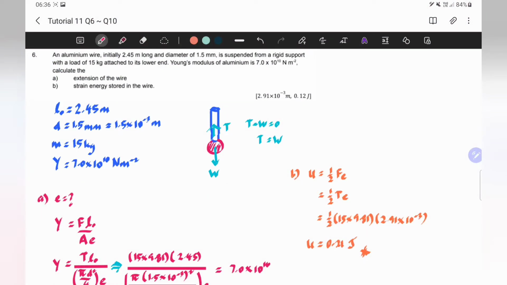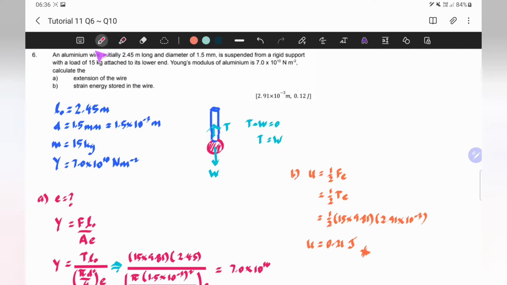Okay guys, so let's continue with question number 6. Okay, so this is the question. An aluminium wire, initially 2.45 meters long and diameter 1.5 millimeters, is suspended from a rigid support with a load of 15 kilograms attached to its lower end. Young modulus of aluminium is 7 × 10^10 Newton per meter squared. They ask you to calculate the extension of the wire, and also the strain energy stored in the wire.